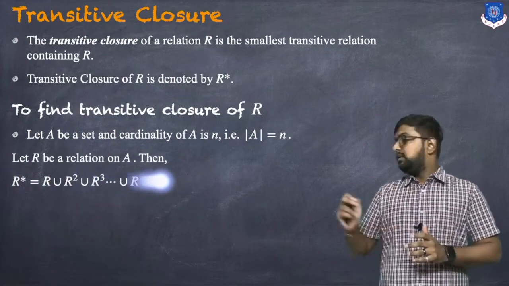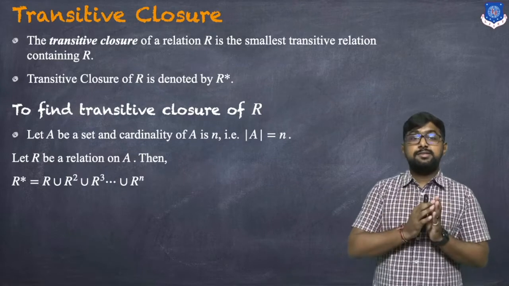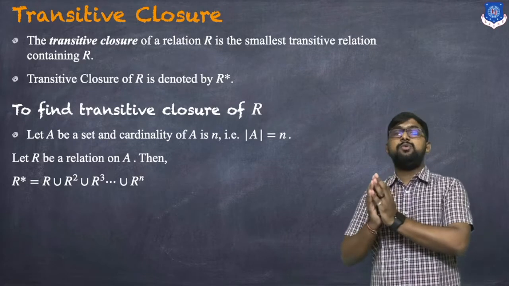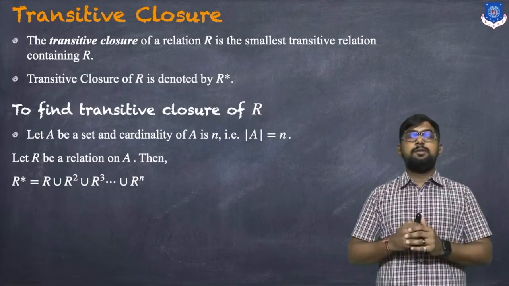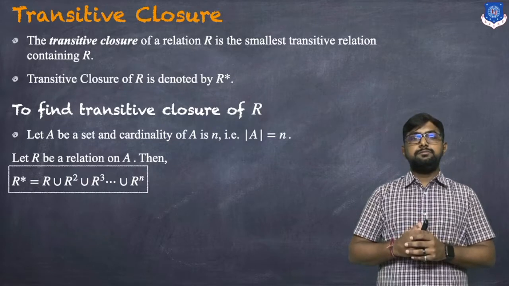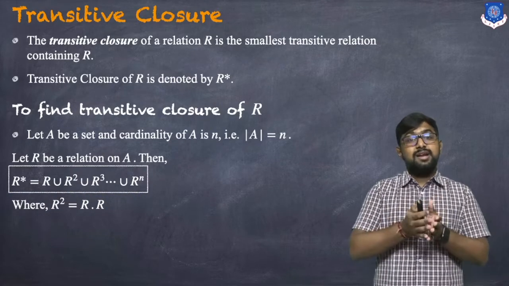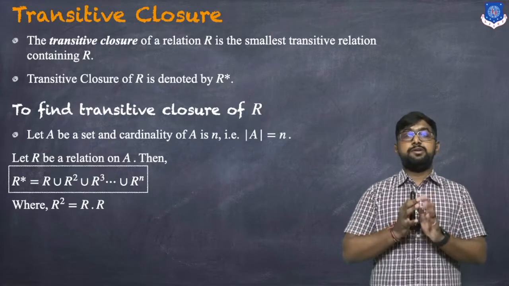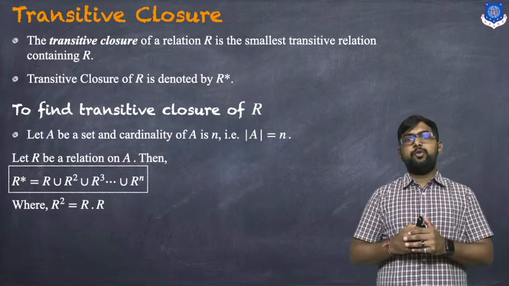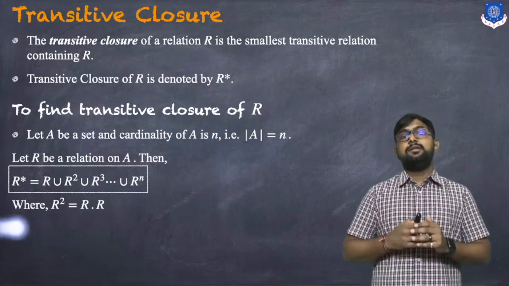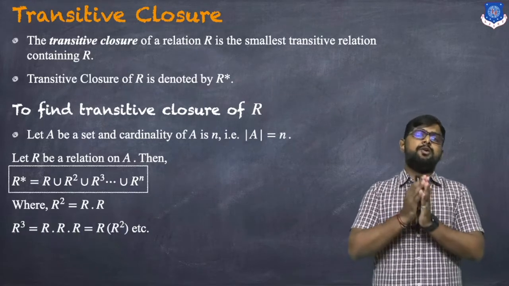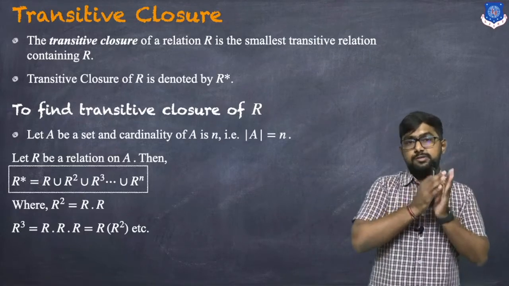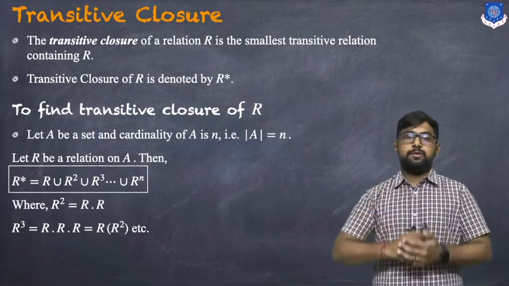Then R star is defined like this: R union R square union R cube up to union R raised to n, where n is the cardinality of A. Here R square is R dot R. Now we know what R dot R is: it is a composition of a relation that we discussed earlier. So R square equals R dot R. In the same manner R cube equals R dot R dot R, or simply R into R square. That is the composition of the relation R and R square, and so on.